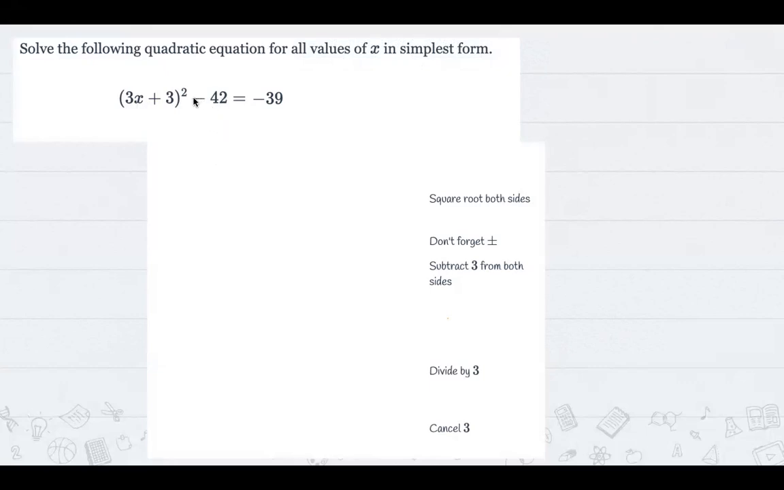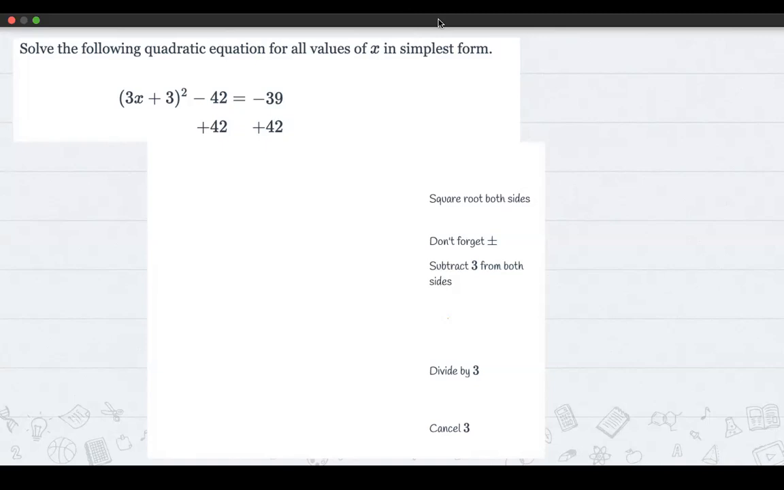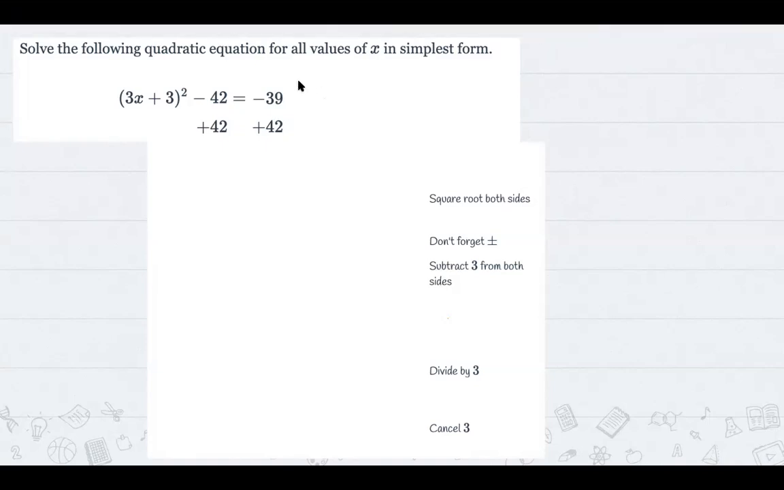So we have to take the opposite of subtraction, or negative, which is positive. So we add 42 on both sides. And the reason why we want to do that is so that the negative 42 cancels out, right? Sums to 0. Then we get 3x plus 3 squared equals 3, because negative 39 plus 42 is 3.